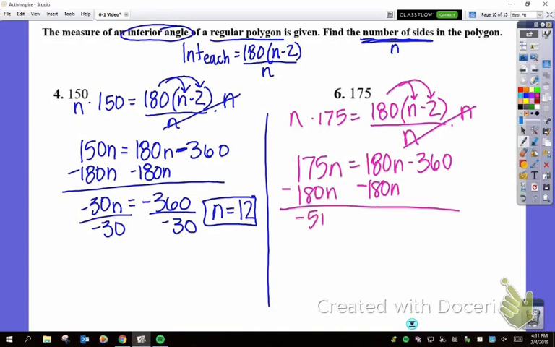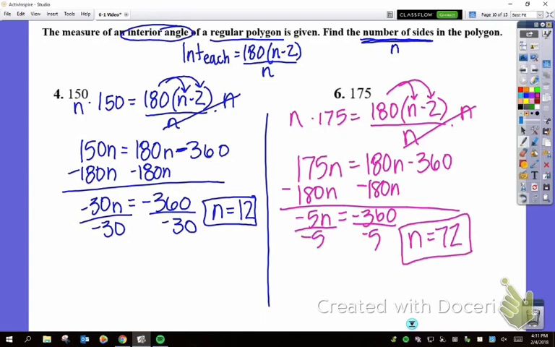And we're going to get negative 5n equals negative 360. Divide by negative 5. And we're going to get n equals 72, not degrees, sorry. n equals 72, which means our polygon has 72 sides.